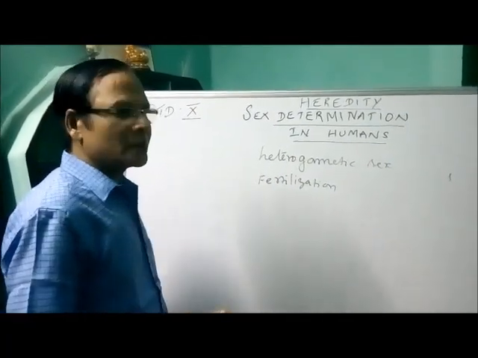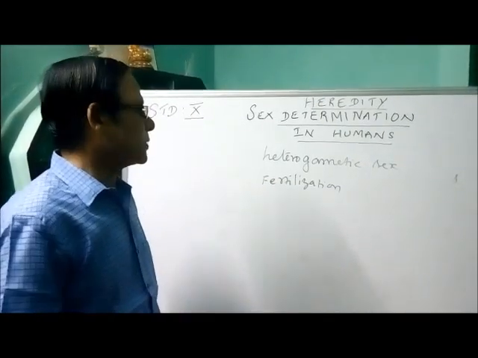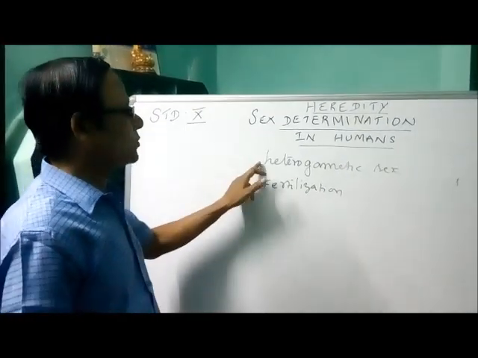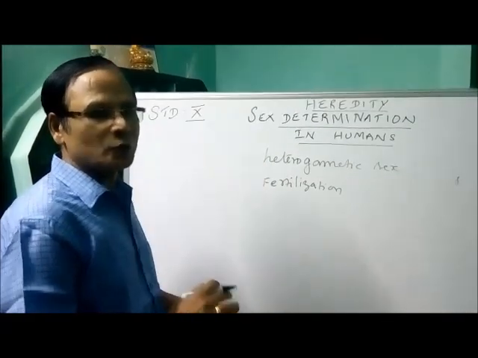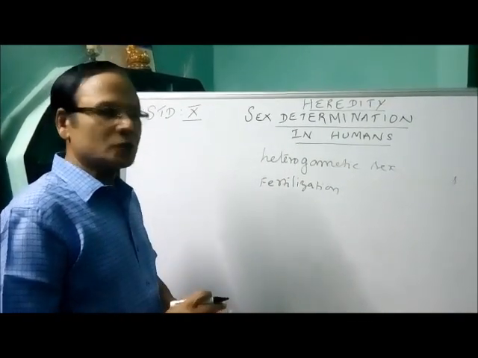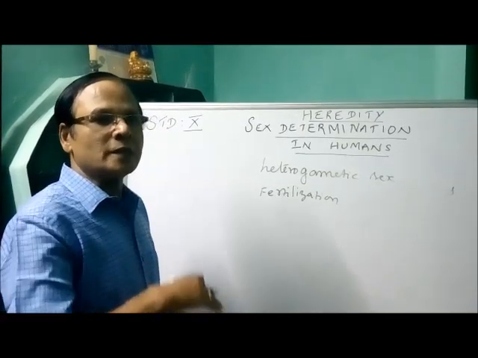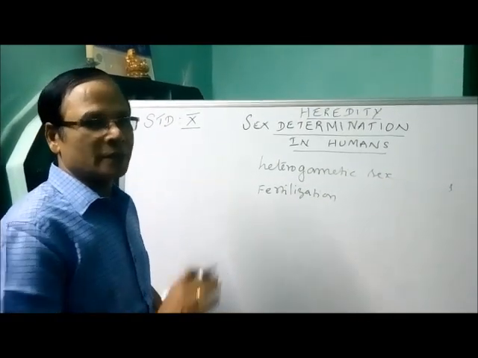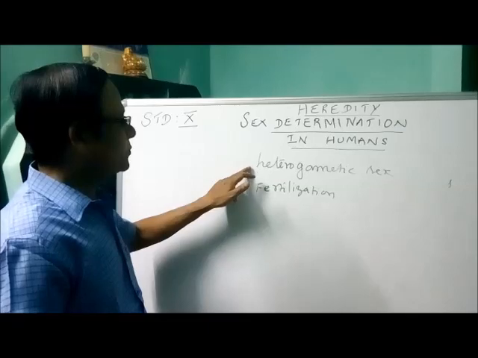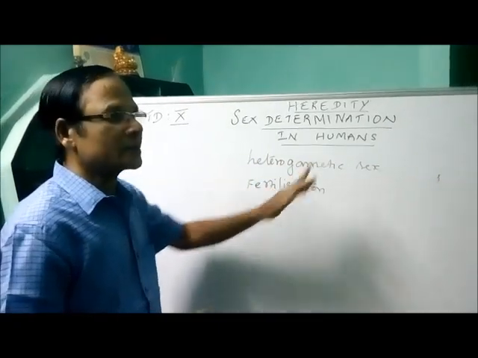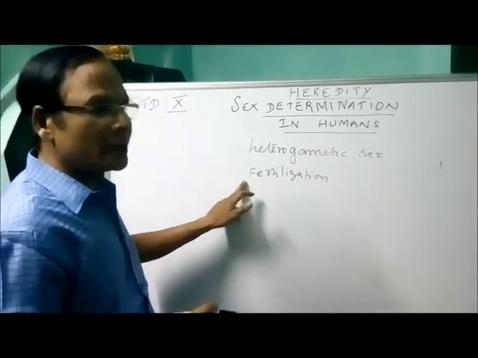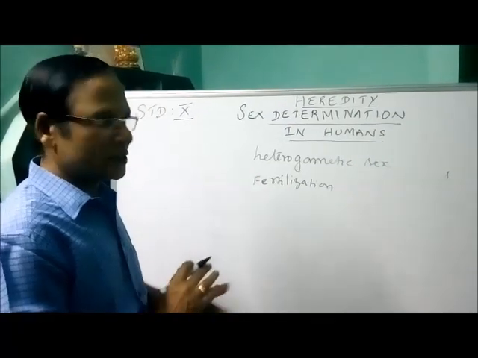It doesn't take part in deciding the sex of the individual. Whereas a heterogametic sex, hetero means different, produces two different gametes. So the nature of the sex depends on the nature of the sperm that fertilizes the egg. That's why I say the sex will be decided by the heterogametic sex. And again the sex will be decided at the time of fertilization.